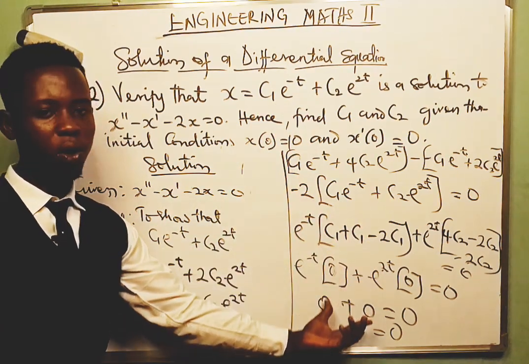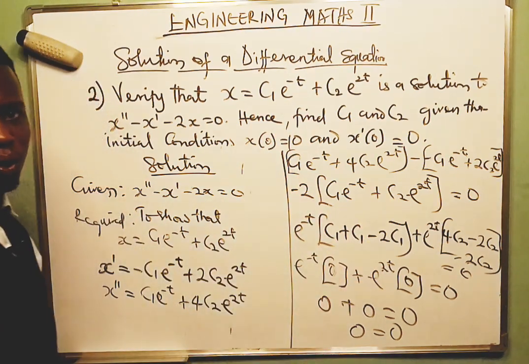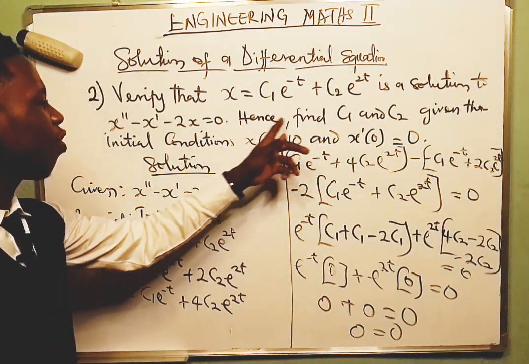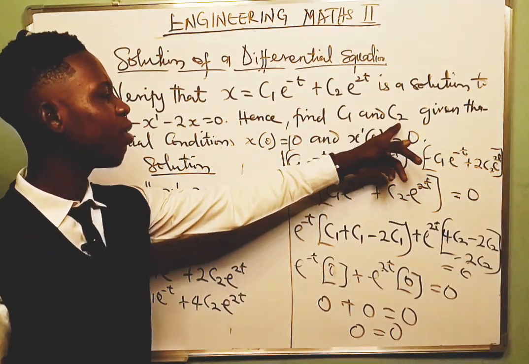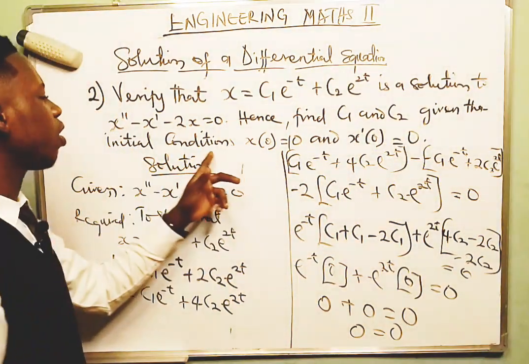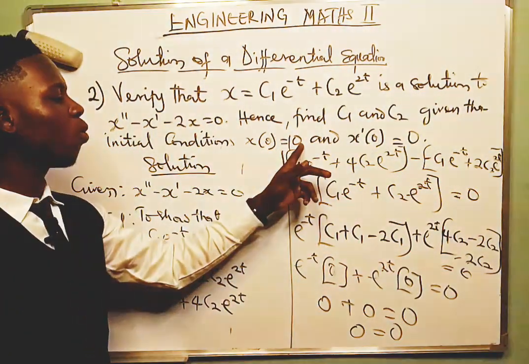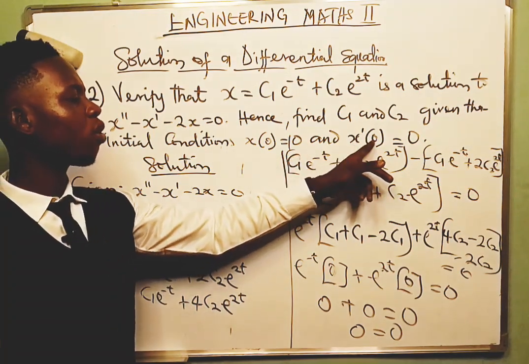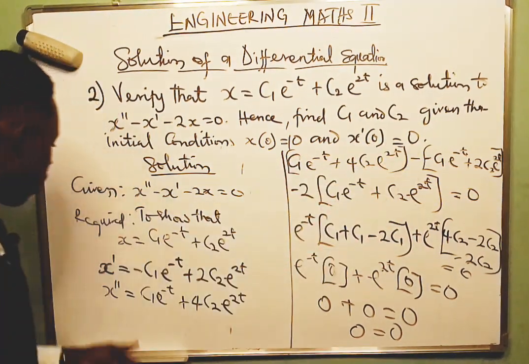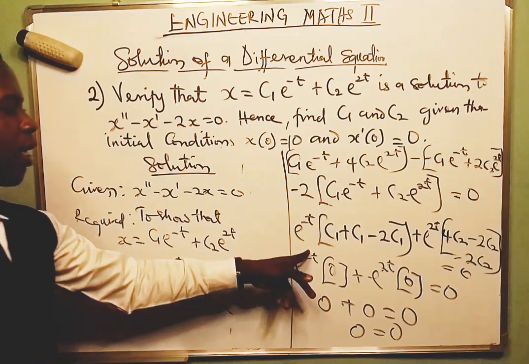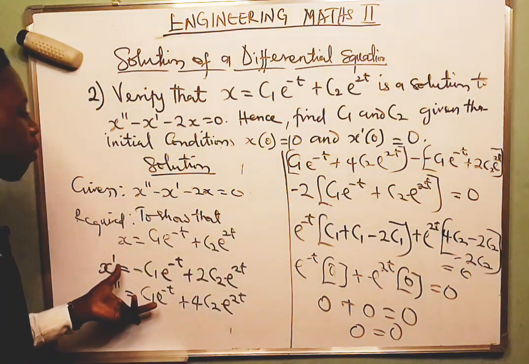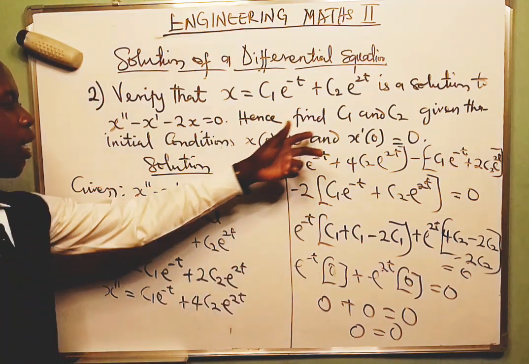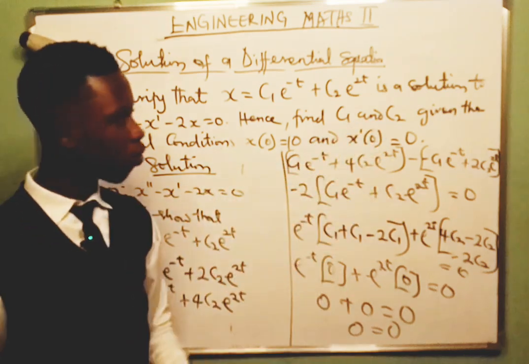Now we have just done that. What are we to do again? We are hence to find C1 and C2, given the initial conditions x of 0 equal to 10 and x prime of 0 equal to 0. I don't want to clean this place. I want to clean here because I'll be needing some terms to find our C1 and C2.